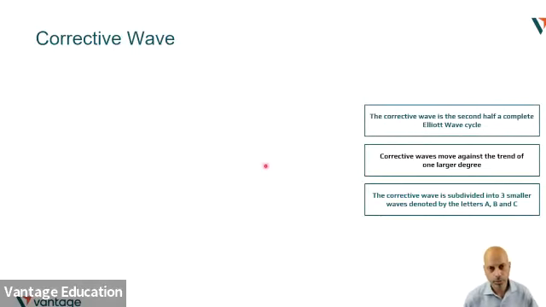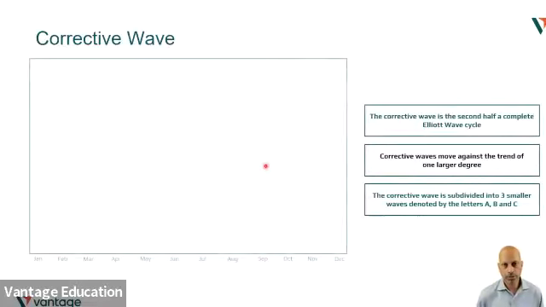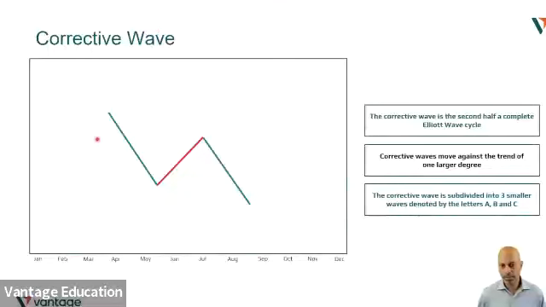Numbers are used to denote components of the motive wave, whereas letters are used to denote the components of the corrective wave. All right. So this is typically what you would see as a corrective wave. So let's give it a bit of better context. This is wave 5 ending here, and we have wave 4 here, the corrective wave.